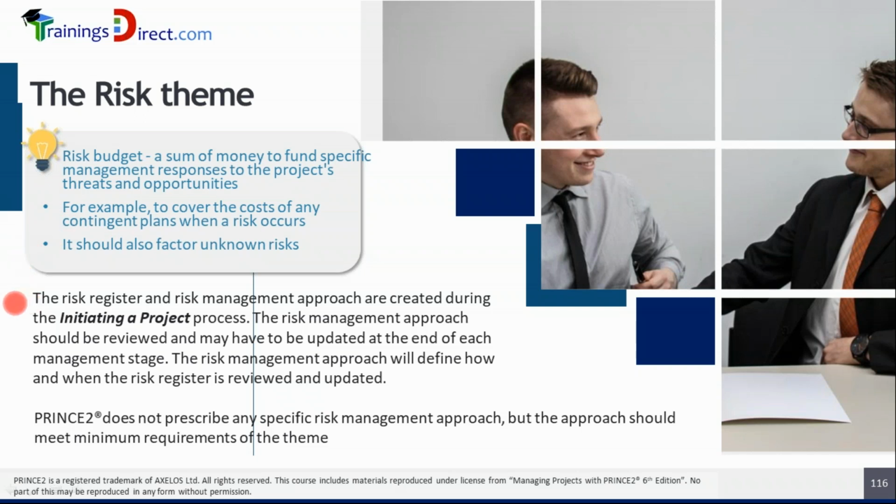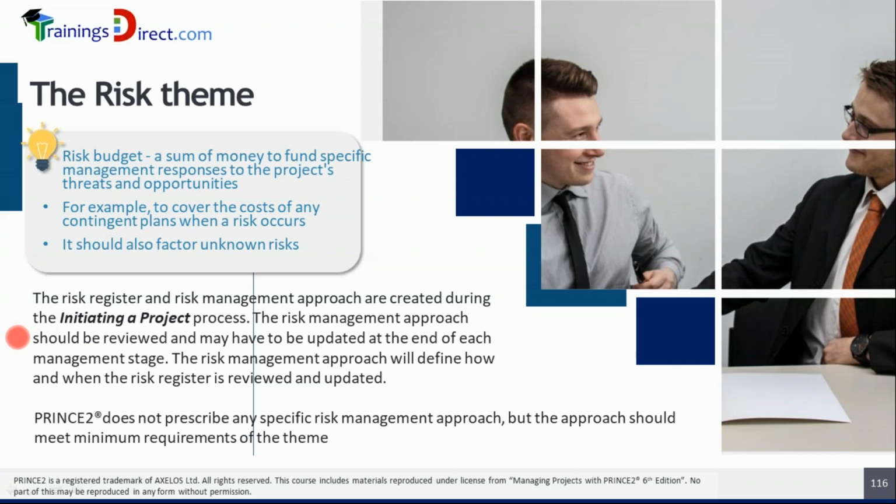The risk register and risk management approach are created during the initiating a project process. This process, as we know by now briefly, is where the detailed planning is done. Therefore, along with the detailed planning, all these registers and all the management approaches are also created. Therefore, risk register, quality register, issue register, as well as risk management approach, quality management approach, communications management approach, change control approach, and the benefits management approach, all of them are created in the initiating a project process. And some of these documents become part of the project initiation document or PID.